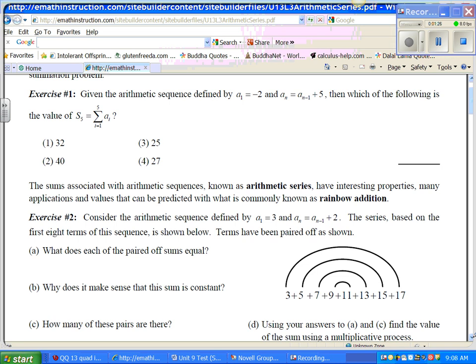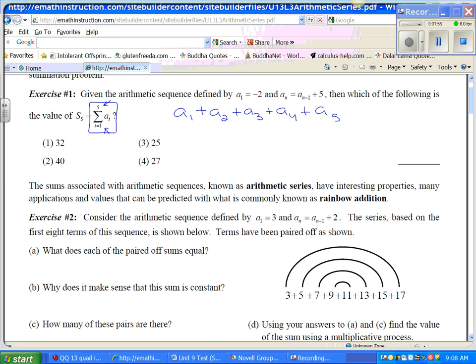Who remembers how to write this out? A sub 1 plus a sub 2. Good. And why am I stopping at a sub 5? Yeah, that's your upper bound, right? This value here tells you where to stop. This value here tells you where to start. Now here's my issue. I need to know what a sub 1, a sub 2, a sub 3, a sub 4, and so on are, right?